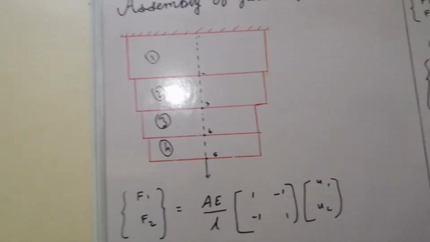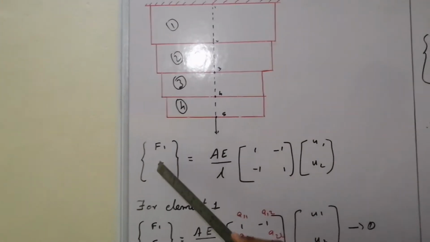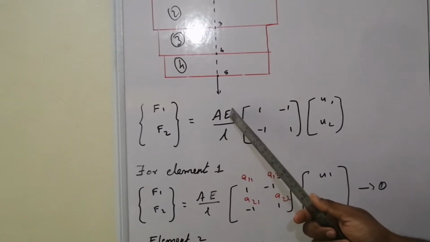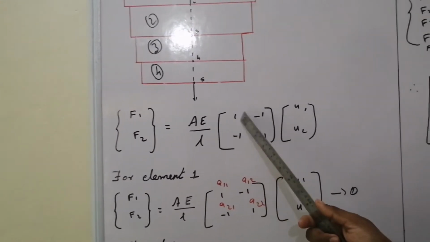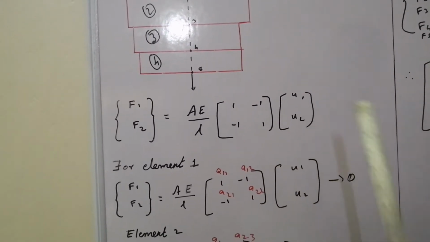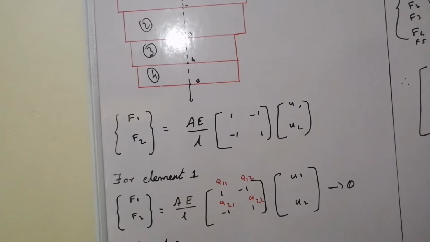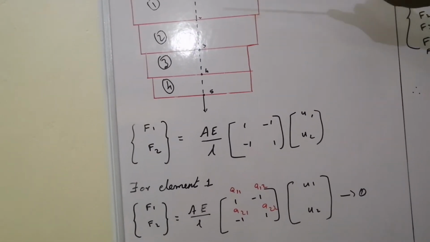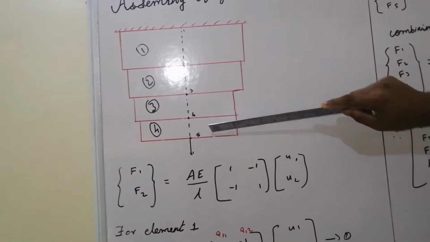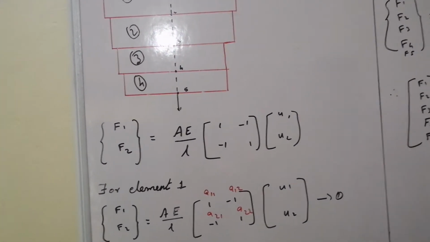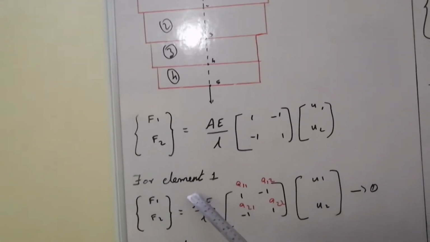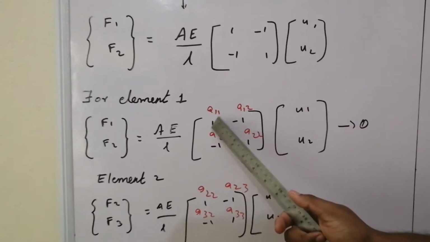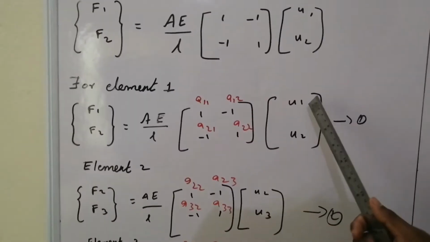And we know that the equation for forces F1, F2, or the load, equals area into Young's modulus divided by length, AE by L, times the matrix [1 -1; -1 1], times u1, u2, the displacement functions of each node. Now we are substituting the values for each element into the equation of force. That is, for element 1: F1, F2 equals AE by L, [1 -1; -1 1], u1, u2.